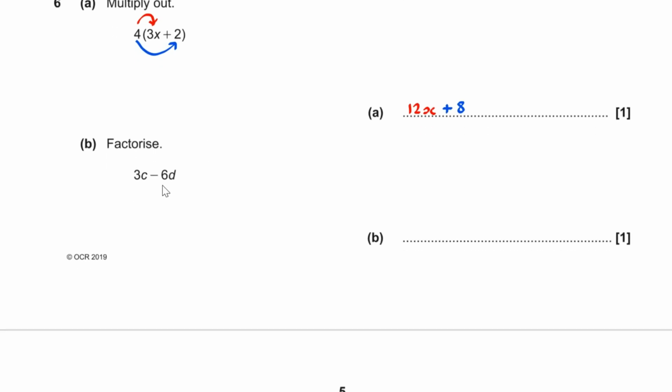And now for part B, we have to factorize 3c minus 6d. Well, in terms of the numbers which are common to both 3c and 6d, we have a 3 common to both. And then you think to yourselves, 3 times by something gives me 3c. Of course here, that something is c. And we also think to ourselves, 3 times by something gives us minus 6d. And of course here we would have minus 2d. So 3c minus 6d is equivalent to 3 lots of c minus 2d.